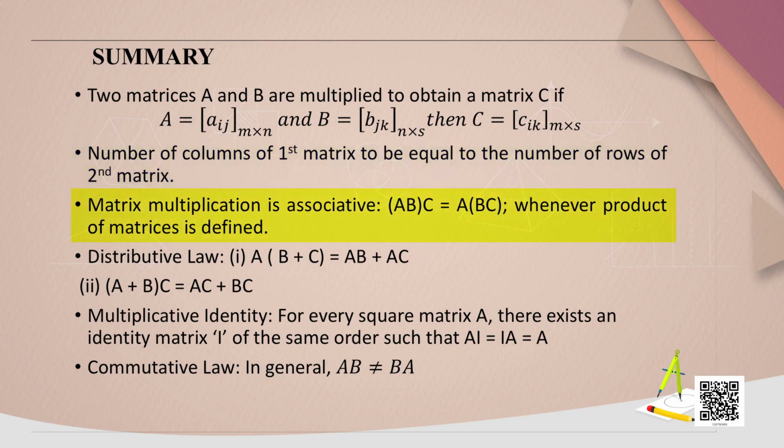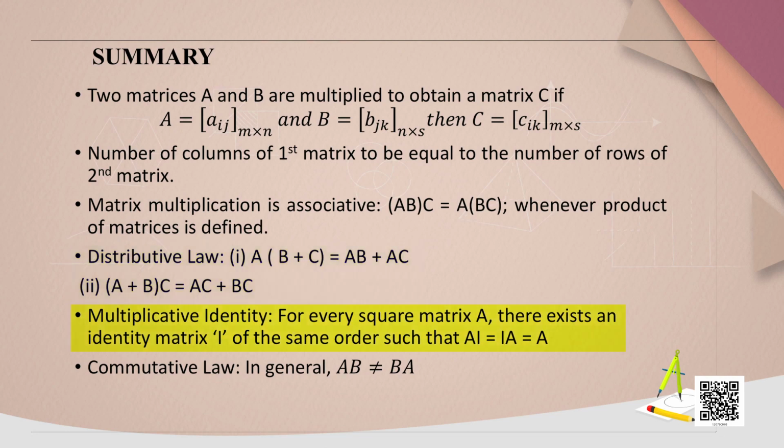Matrix multiplication is associative in nature. AB multiplied by C is equal to A multiplied by BC whenever the product of matrices is defined. Distributive law is also applicable on this. A into B plus C is equal to AB plus AC. A plus B into C is equal to AC plus BC.